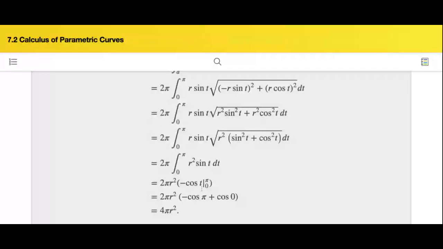So take an antiderivative, we get negative cosine t, evaluate from 0 to pi. We get 2, right? Because cosine pi is negative 1, negative of negative 1 is positive 1. Cosine 0 is 1, 1 plus 1 is 2. 2 times 2 pi r squared is 4 pi r squared. So the surface area of a sphere with radius r is 4 pi r squared. Okay. Anyone has any questions?